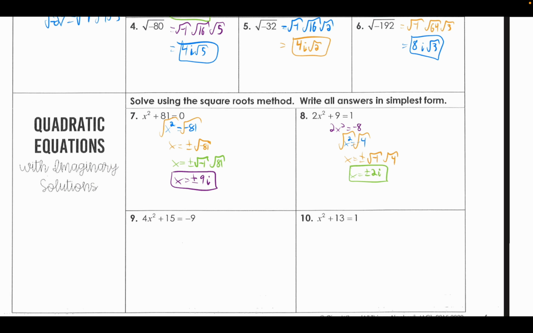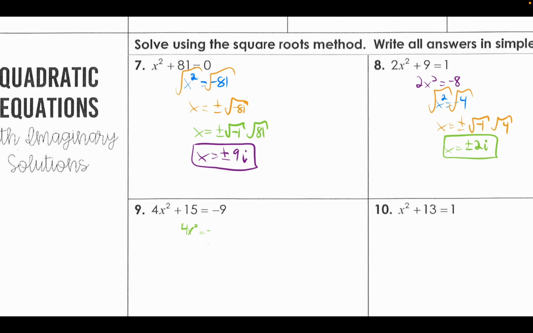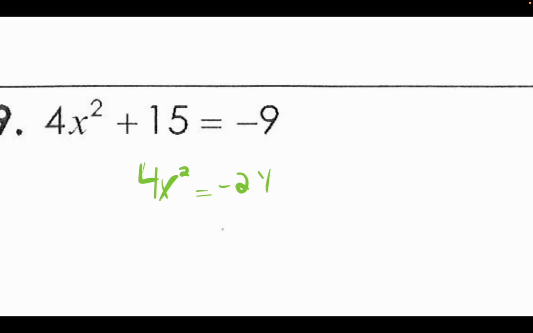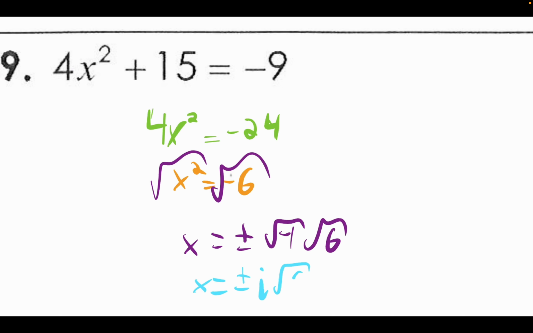Number 9 here. Once again, our square term is just x, so we subtract the 15 first. And then after that, we're going to divide by 4 and get x squared equals negative 6. Next, I will be square rooting both sides to undo the square, giving me x equals positive or negative square root of negative 1 times the square root of 6, which is just i times the square root of 6.